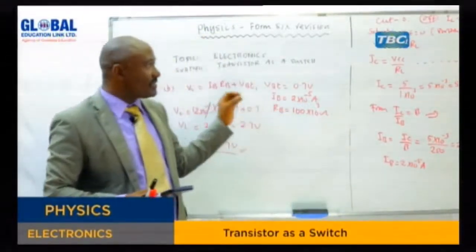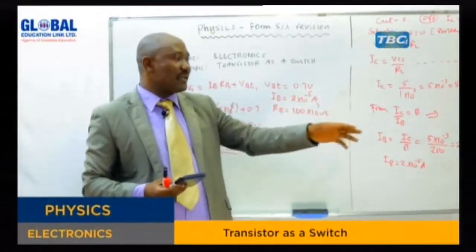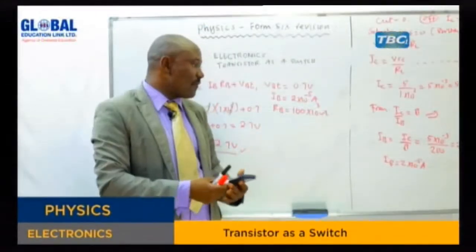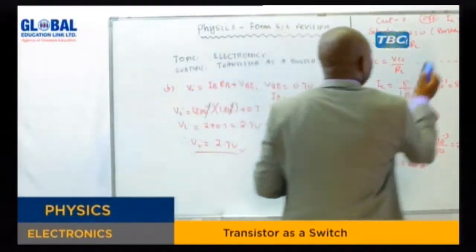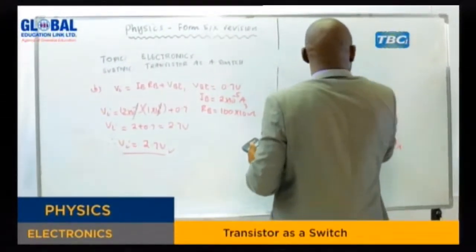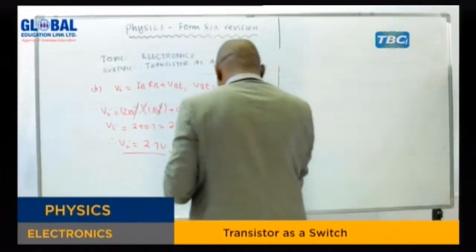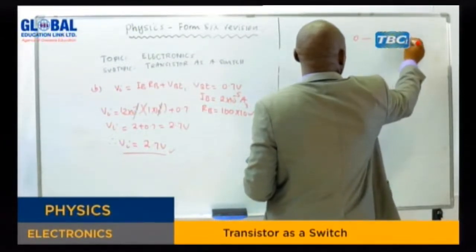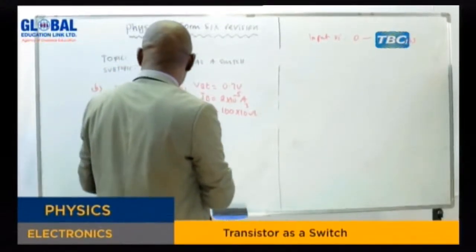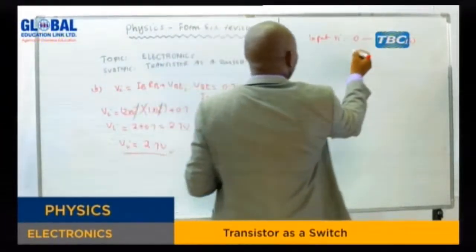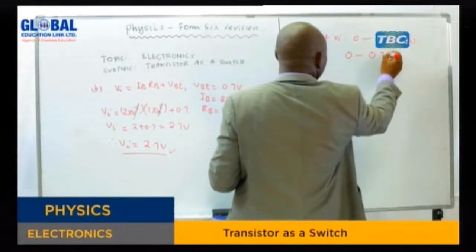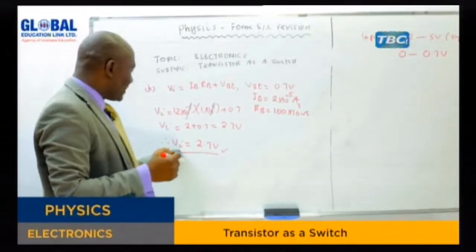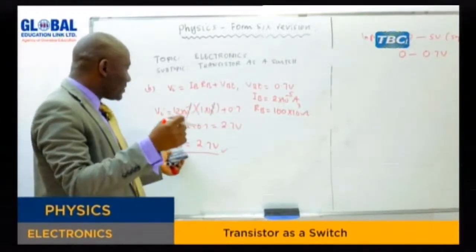Now, as I said before, we have three states of a transistor. In part C, using the answers in A and B, you're supposed to explain when the transistor will be switched on or off. From here, you can see the input voltage varies from 0 to 5 volts. This is where the maximum supply voltage is. We never go beyond that. And we have seen that when the VBE was 0.7, so from 0 to 0.7 volts, this is the minimum voltage at which the transistor will start to saturate, to be switched on.